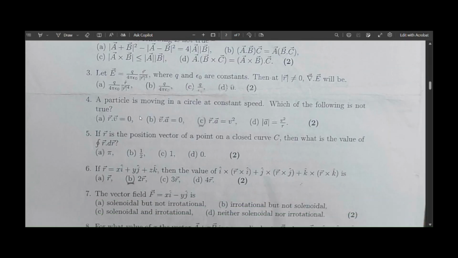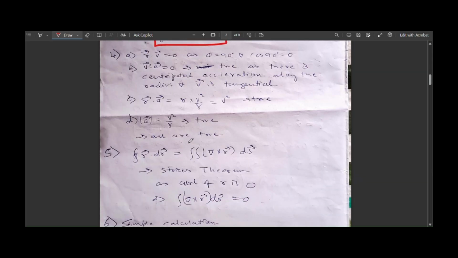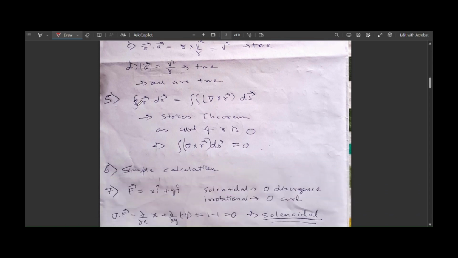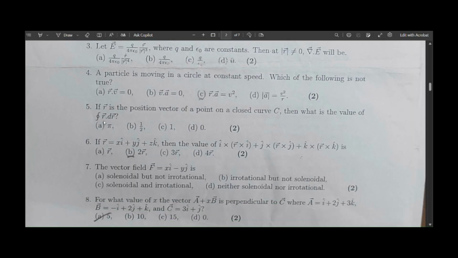Question number 4. A particle is moving in a circle at constant speed. Which of the following is not true? So r is radial, v is tangential, r dot v is 0. It is obviously true. v dot a is 0. v is tangential, and a is centripetal, so it will be radial. It is also true. r dot a is v square. It's also true. So here all 4 options are true, as you can see.